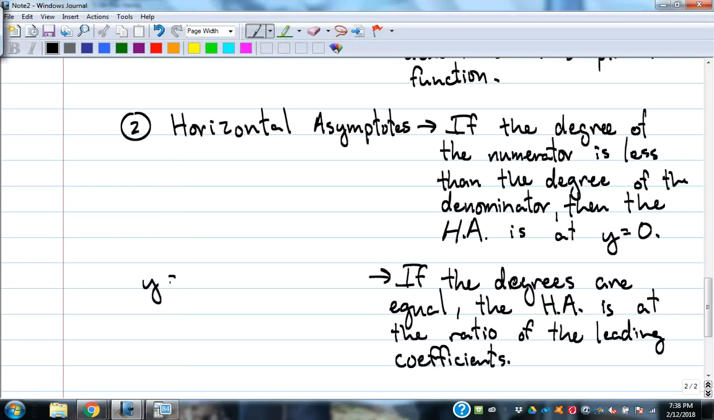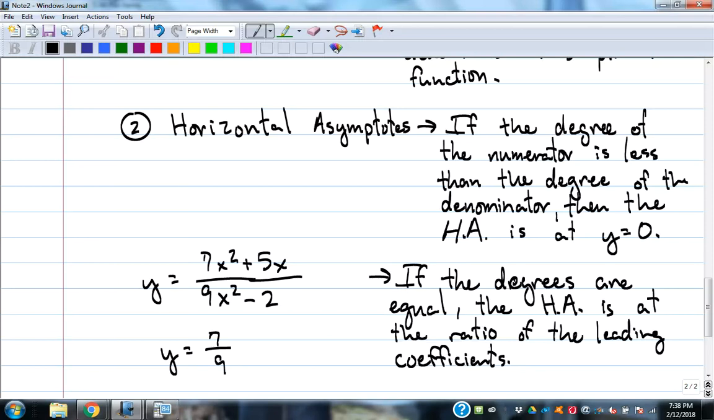So that's like if you had y equals 7x squared plus 5x over maybe 9x squared minus 2. The degrees are exactly the same because the top one has the highest exponent of 2, and the bottom one has the highest exponent of 2 on the variable. So the degrees are both 2. The horizontal asymptote would be at y equals the ratio of the leading coefficients, 7 over 9. That's where your horizontal asymptote would be. That's an example of that, if you had a horizontal asymptote.